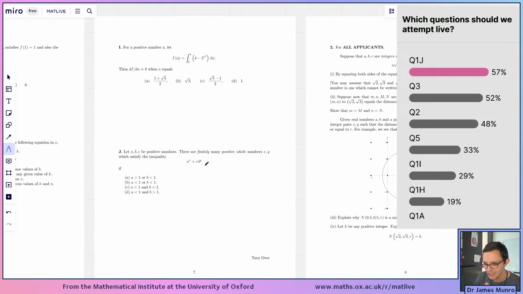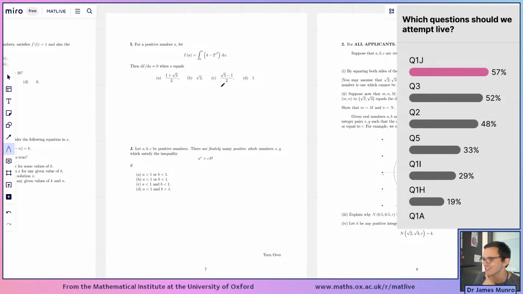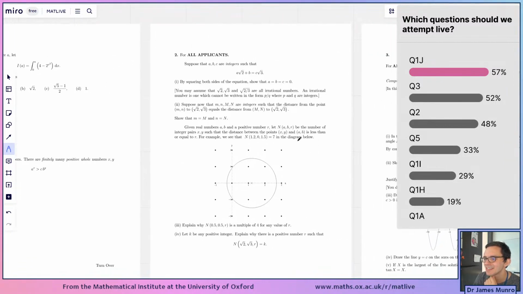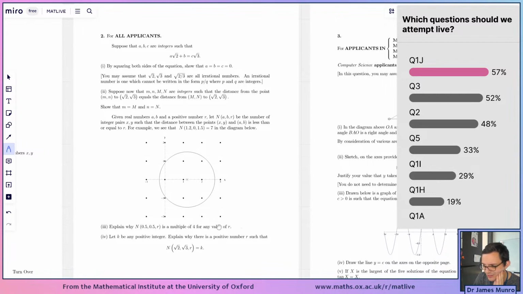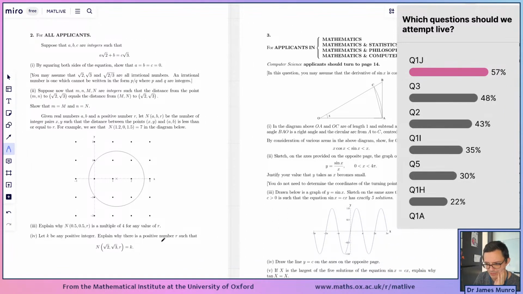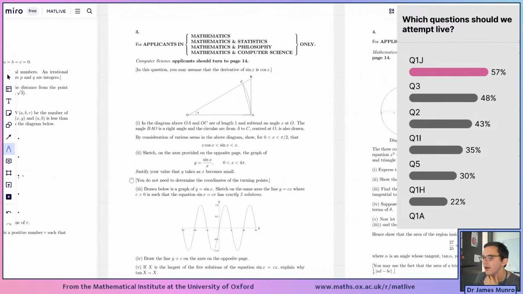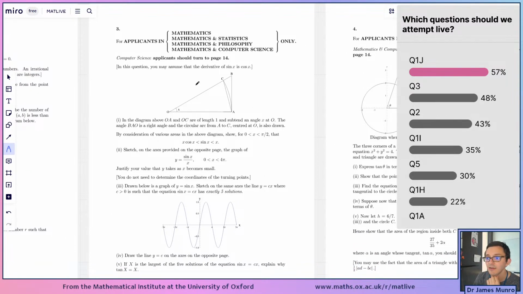Okay, so short questions: a range of solving equations, sine and cosine stuff in there looks a bit hard. Differentiating an integral, not sure I want to do that immediately. Question 2 looks okay. It's got root 2s and root 3s, assuming some irrational number stuff. I've seen a proof that root 2 is irrational, so I'm feeling happy about that. Show that these things, okay. Counting some dots, multiple of 4, can't be that bad, right? And oh my goodness, explain why there is a positive number. Right, okay, cool.